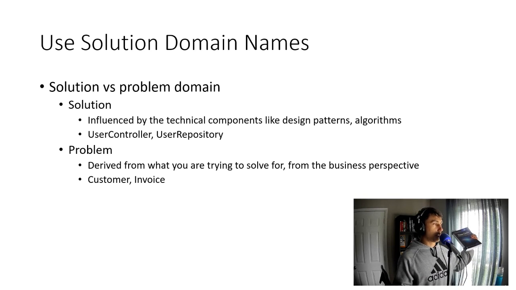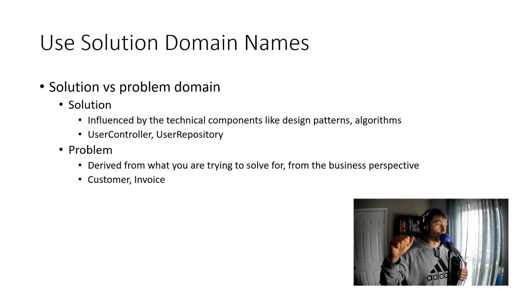Solution domain is the technical side. Problem domain is the business side. So when you're naming things, Tim says that you want to come at it from a solution-oriented domain. Because programmers are going to know when you name something user controller, you have a Spring Boot project, you have it annotated with the REST controller, they know what that controller is going to do. You can name something a user repository because they know the function of that user repository interface.